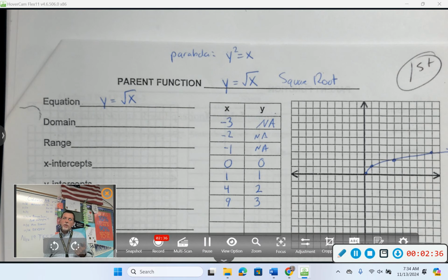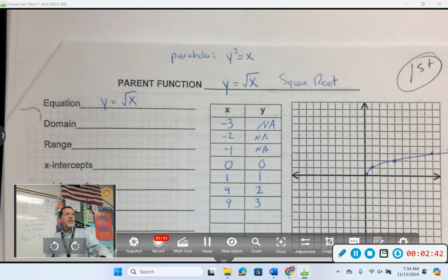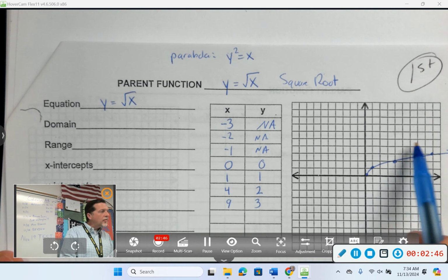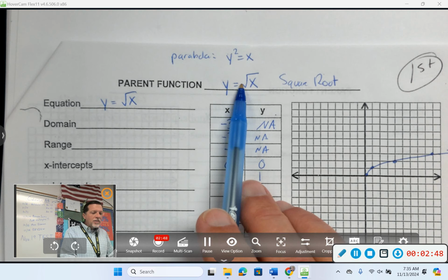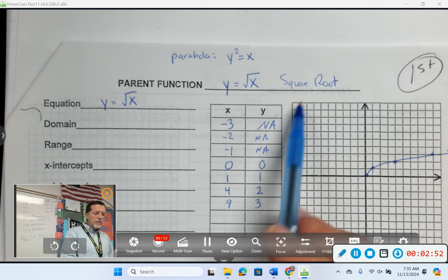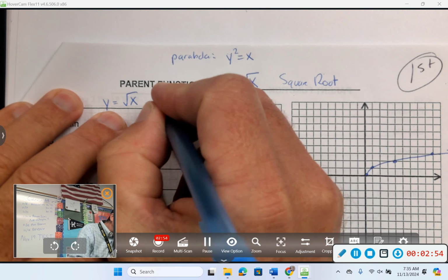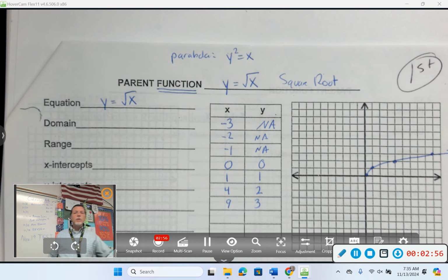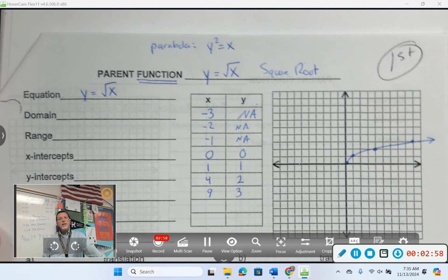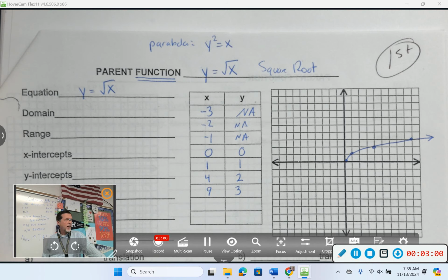You could square root both sides. What do you have to do when you square root both sides? Just in general, not really here. Plus or minus. And the plus or minus is what would give you the other half. But if you put a plus or minus on there, it wouldn't be a function. So to keep it a function, parent function, we only take the positive side. So we don't draw the other half.